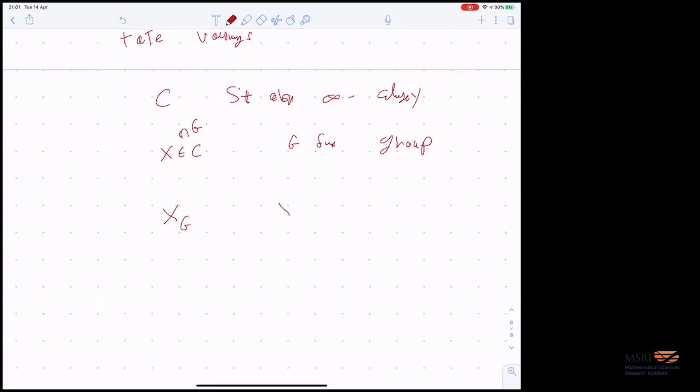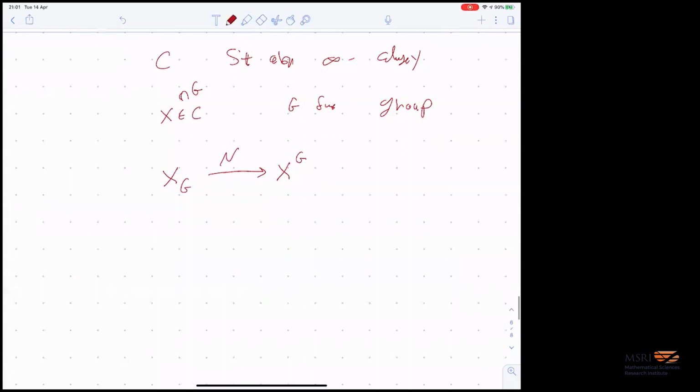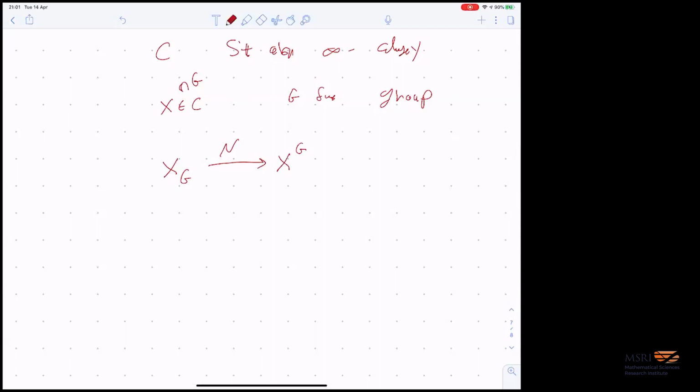Now, in general, one of them is kind of a quotient, one of them is the fixed point, but you know that you're stable, so you know that you can add morphisms. And the fact that you can add morphisms gives you a map known as the norm map from here to here. I'm not going to define it formally, but let me give you another situation in which you can add morphisms, which is in the category of abelian groups. So let's say that you have an abelian group with an action of G.